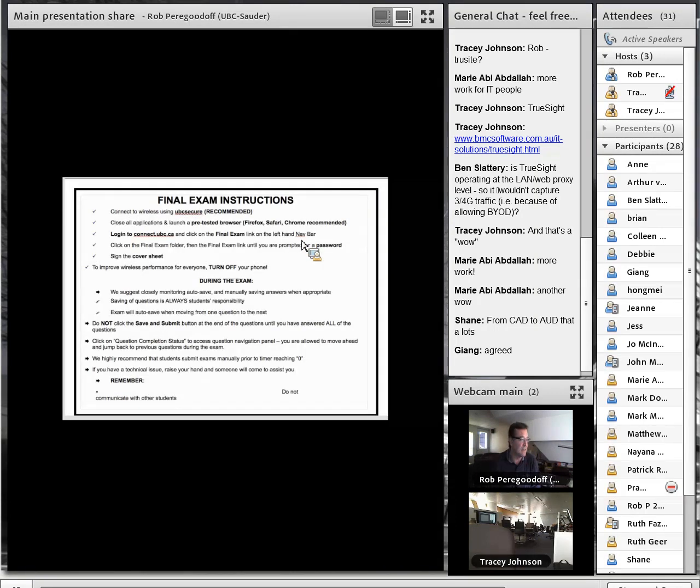This is a screen, a paper, that we put on top of the document camera in every exam theater. I'm not going to go through this in detail. I will share it with Tracy and the rest of the group. The piece that I would just emphasize is each of these points, there's a reason behind them. There's a background. So I'm more than happy to follow up with Tracy if she has any particular questions about why we put this up in front of the students and what its purpose is.